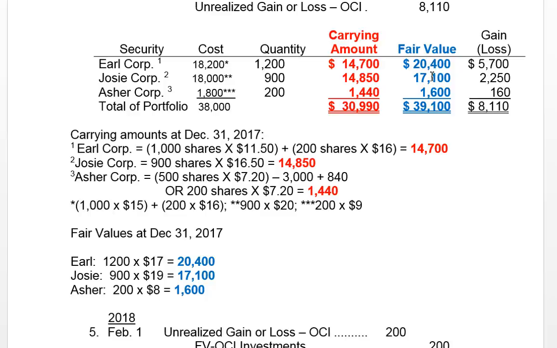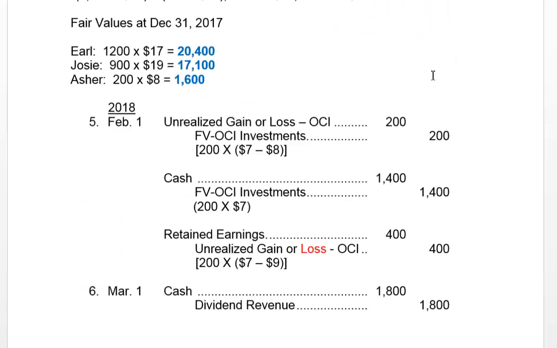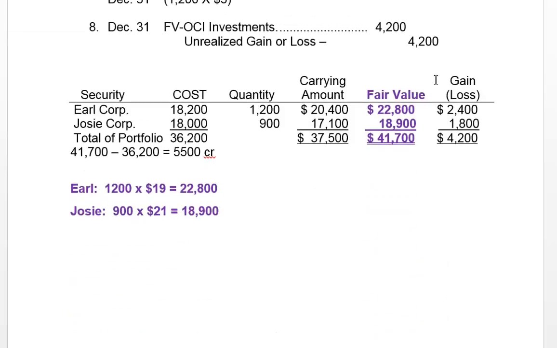This is their fair value at the end of 2017. There's been no activity in the account until I now go in and see what these shares are trading at at the end of 2018. I'm going to compare the fair value I've got on my books for these two shares, Earl and Josie, to what they are now, their fair value. And I've got their fair value here. Carrying amount is $37.5, but their fair value is given to me as $19 a share and $21 a share in the question. So now their fair value is $41,700.